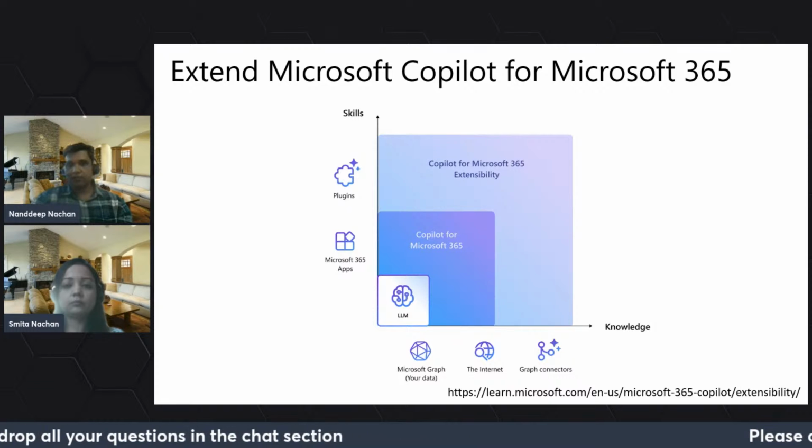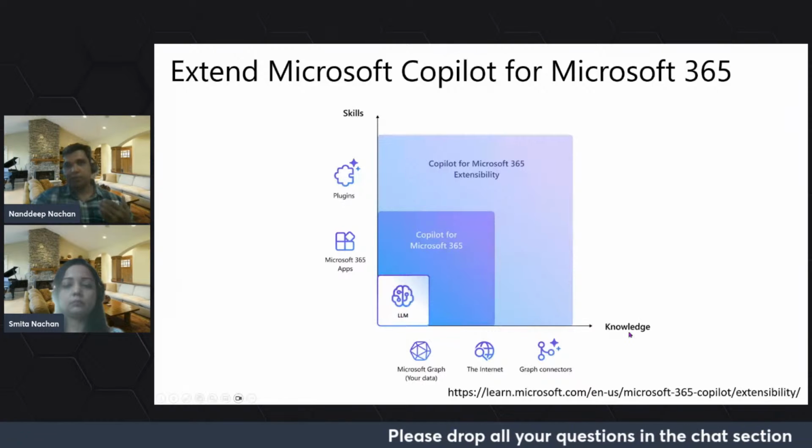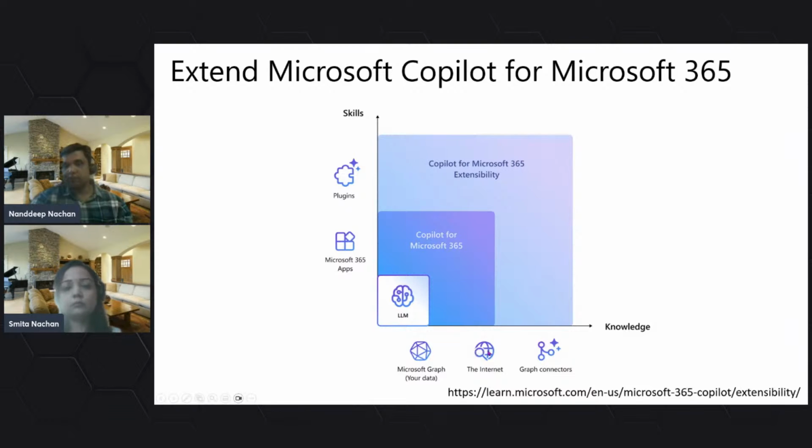So on the diagram, if you see the x-axis, we have knowledge. So it is about expanding the organizational knowledge. We can ground the Copilot in your organization's content and data to create even deeper insights and connections. We have Microsoft Graph, which surfaces the data from your organization where you have access. Then we have some more data which is available on the internet, and now we have Graph Connector, so that through this Graph Connector we will be able to expand the knowledge by bringing data from the external systems, which will help the Copilot answer user queries.